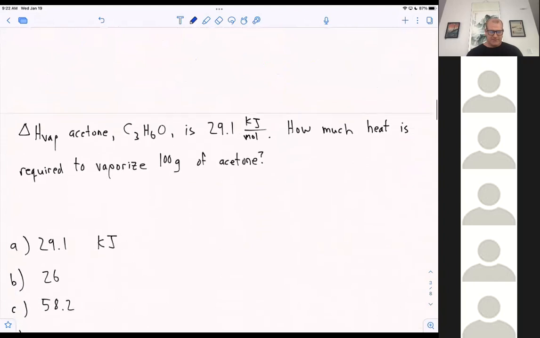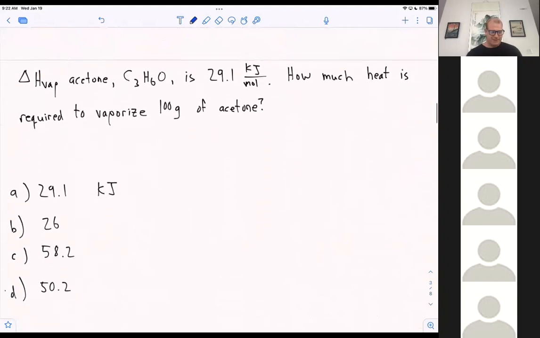All right. So now it's your turn. The heat of vaporization of acetone is 29.1 kilojoules per mole. How much heat is required to vaporize 100 grams of acetone?